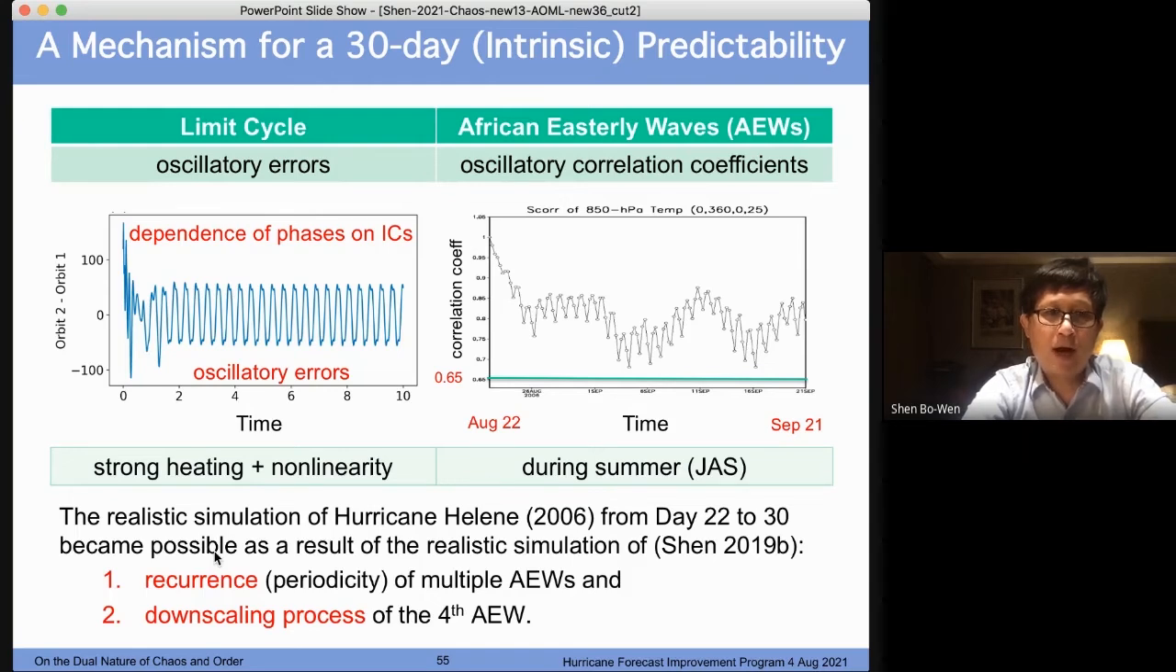For example, after formations of 4 African easterly waves, a model may produce a predictability of 20 days because an average period of an African easterly wave is 5 days. If the model is able to simulate the downscaling process of the first African easterly wave, it is going to add an additional 3 to 5 days of predictability. As a result, we may have 25 days of predictability.